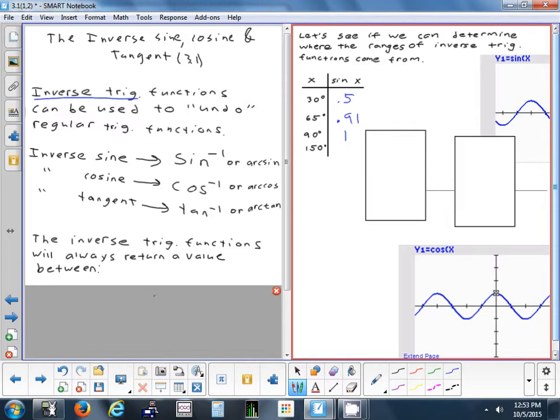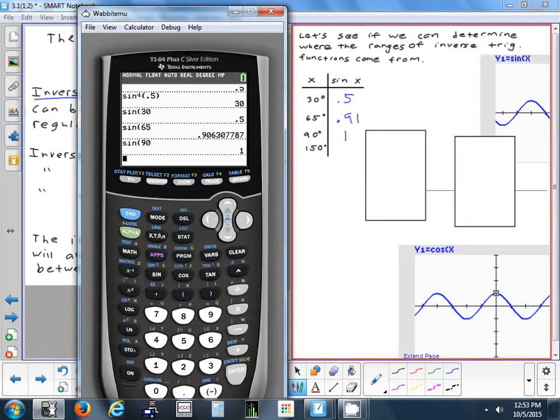So what would happen if I typed in inverse sine of 1? What would I get back? 90, yeah. If you type in one of these numbers on the right and use inverse sine, you'll get the number back on the left. So if I did inverse sine on 0.5, I'd get 30. This one, we rounded off, so you might get back like 64.9 or something like that. But the other two were exact.